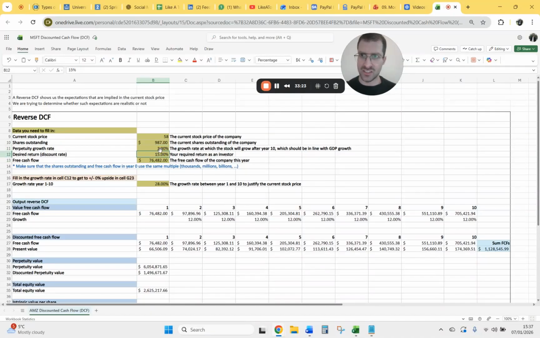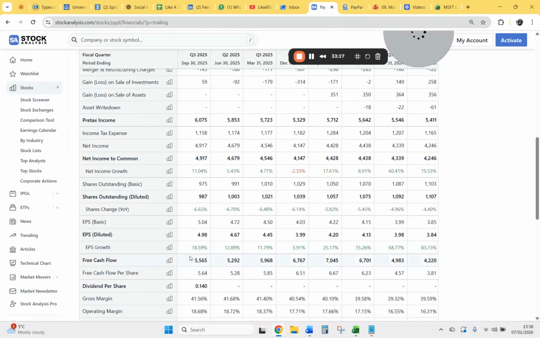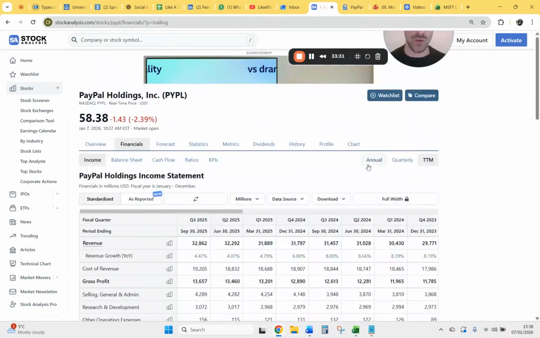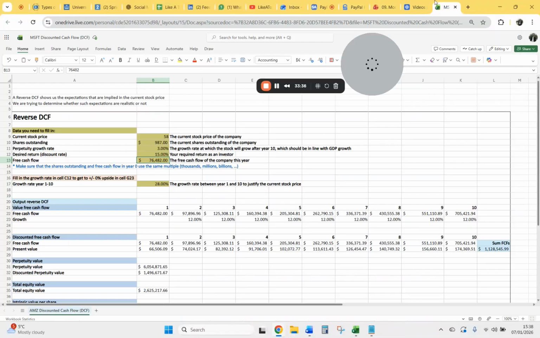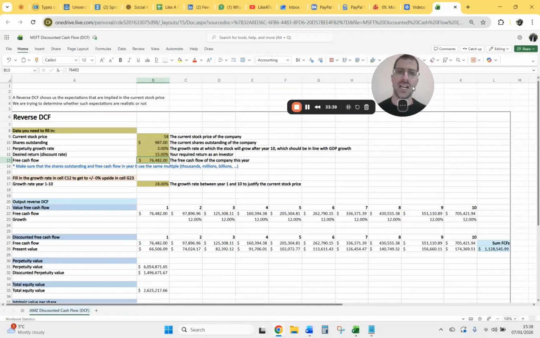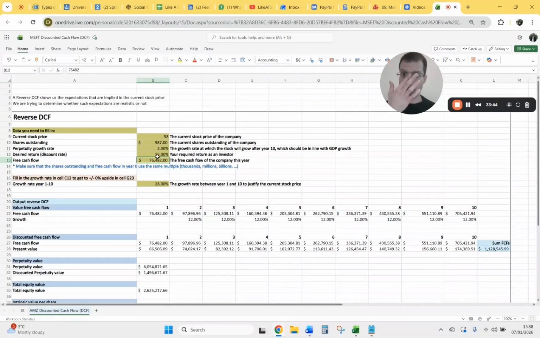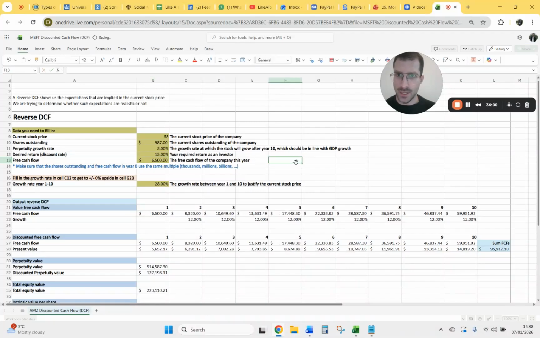Both of these remain the same. What about the free cash flow? It's about 7.5 billion, is it not? Yeah. So if I change this to the trailing figure, they are projecting cash flows of between 6.5 billion and 7 billion in Q4, right? So I will use 6 billion and a half. 6 billion, like that. Cool.